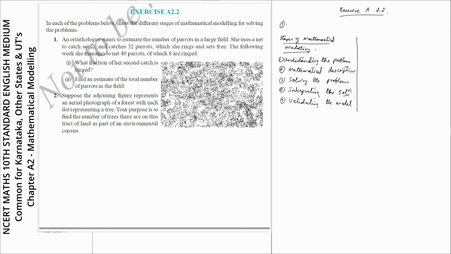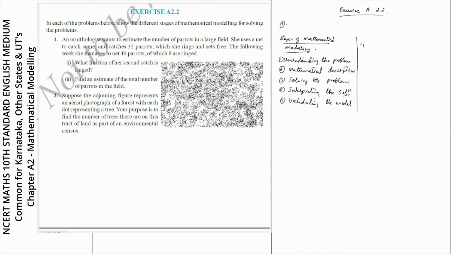So this ornithologist's main aim is to find the number of parrots in the field. To do that, first she will catch 32 parrots, ring all those 32 parrots and set them free. Again she catches 40 parrots and finds that out of those 40 parrots, 8 are ringed. So coming to the solution, the first question is what fraction of our second catch is ringed.